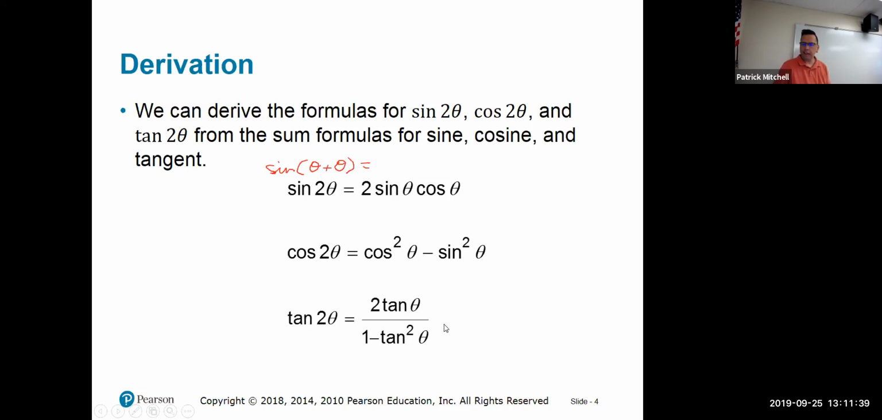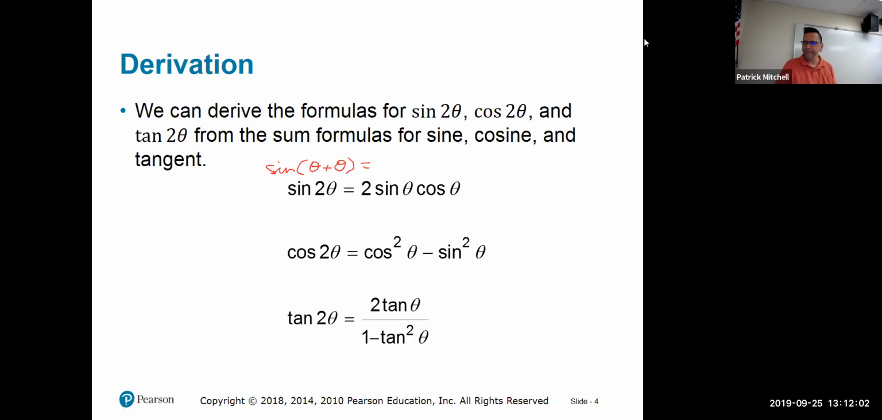And I'm going to say the same thing about this that I said about the sum formula for tangent. This one is not as important. I teach Calc 2 pretty frequently, and I don't remember using this formula ever in Calc 2. But these two we do use quite a bit.